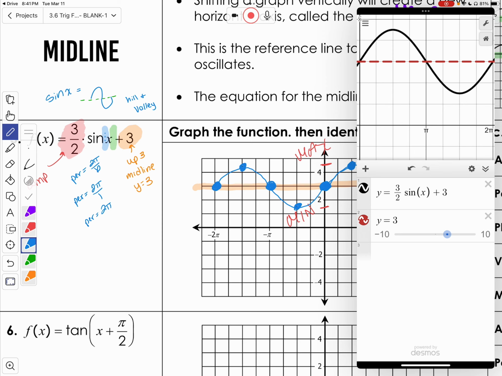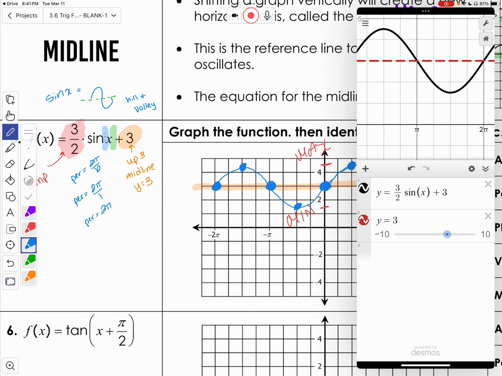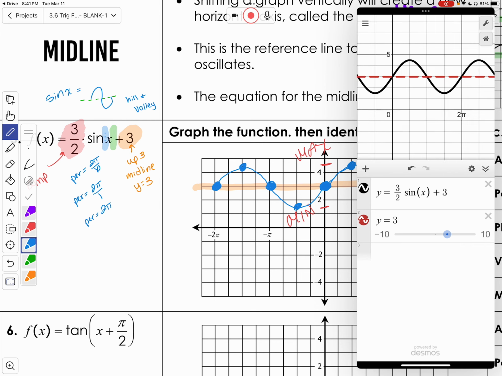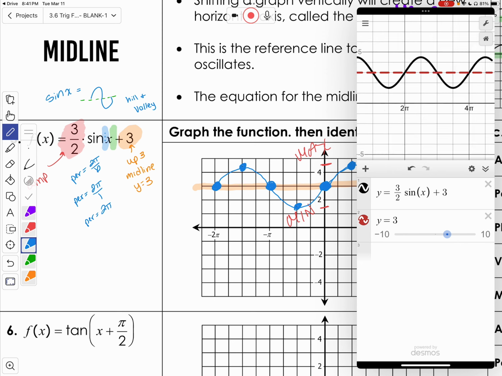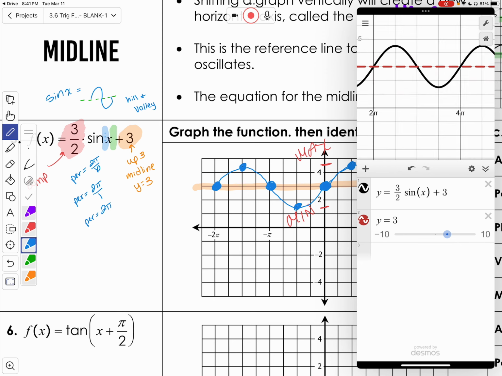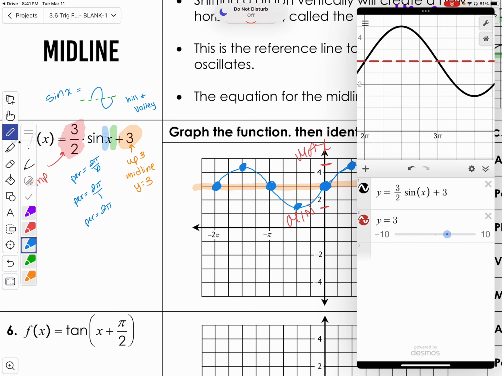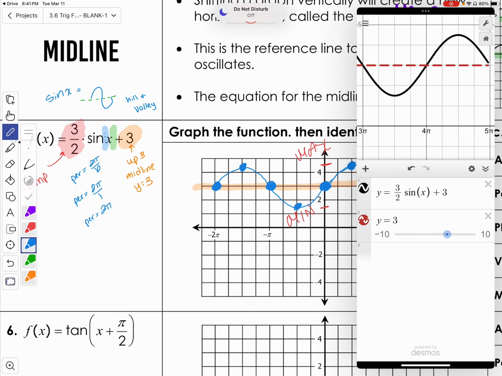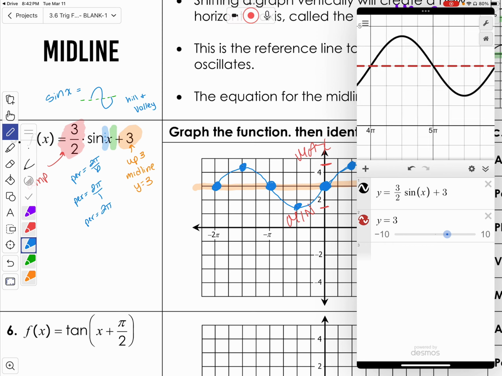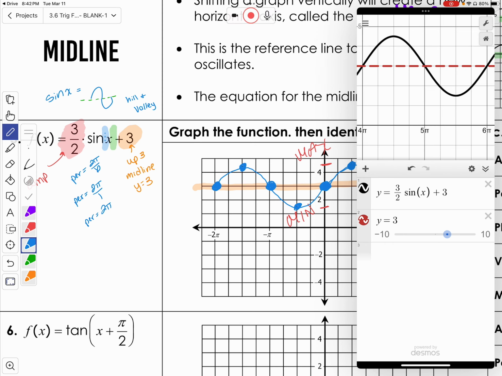And notice that if I was to zoom out, that pattern repeats continuously. And that's what makes it periodic. Hill, valley, hill, valley, hill, valley. And you can see each one of those hills and valleys are exactly 2 pi units wide, regardless of where we move it. So hill, valley, 4 pi to 6 pi.